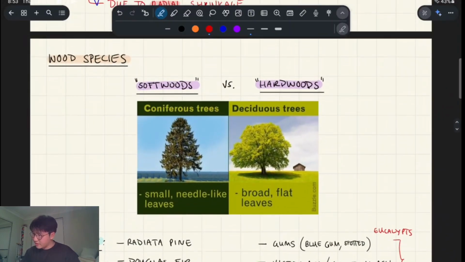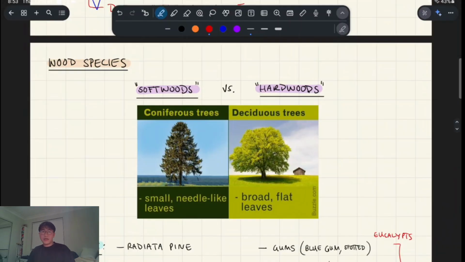Wood species. So we have softwoods and we have hardwoods, as I mentioned a little bit earlier. Now this is a little bit of a misnomer because this is just what we call coniferous trees and deciduous trees, but it's not actually an indication of how strong the piece of wood is.